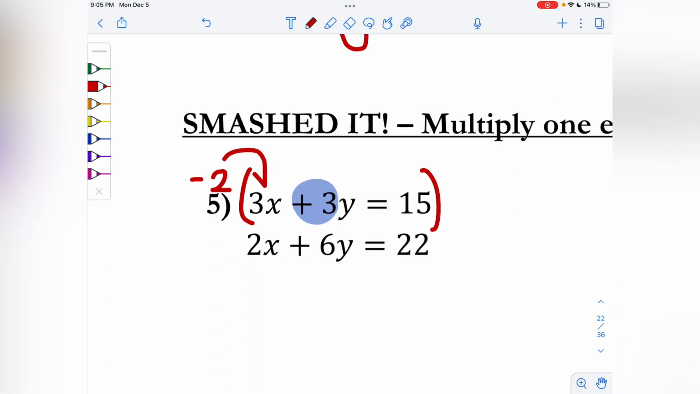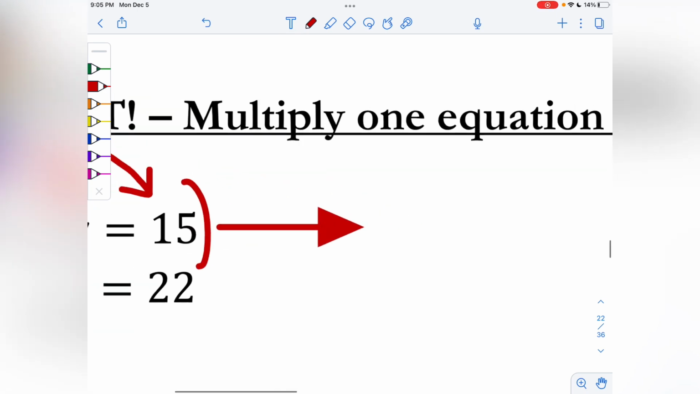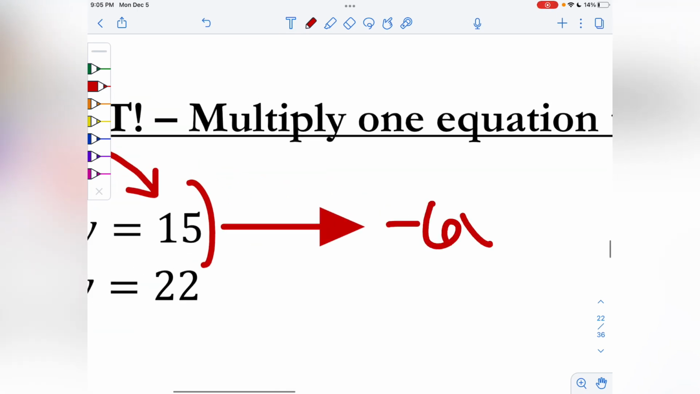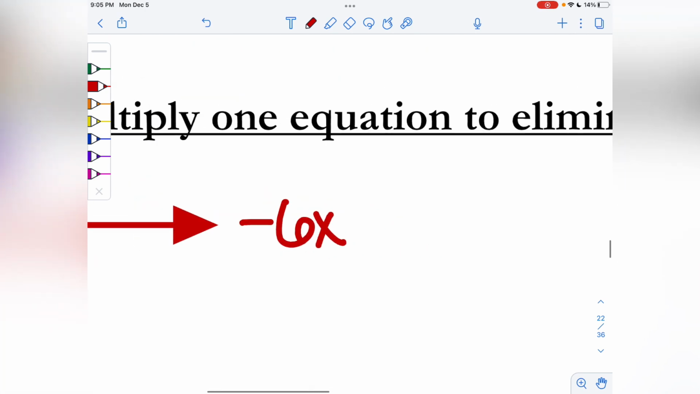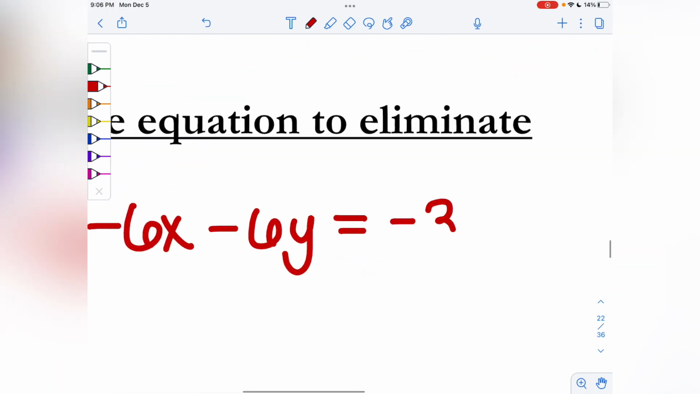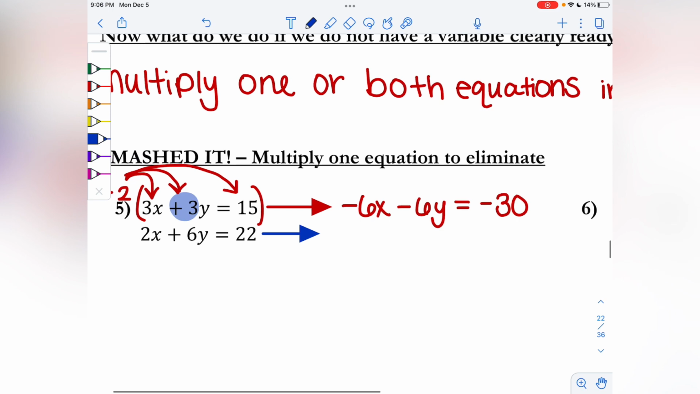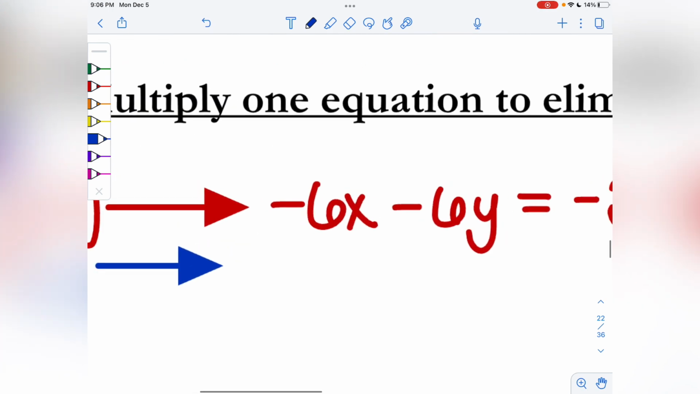And when I do that, I have to distribute the -2 to every single part of the equation, including the 15 on the other side. So here's what I end up getting. -2 times 3x is -6x. -2 times 3y is -6y, and that is going to equal -2 times 15, which is -30. Underneath that, I am just going to rewrite the second equation as is, which is 2x plus 6y equals 22.